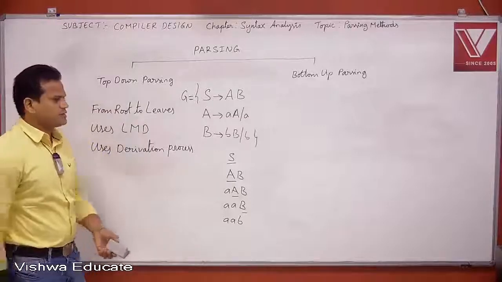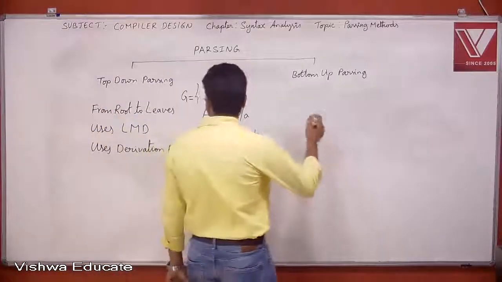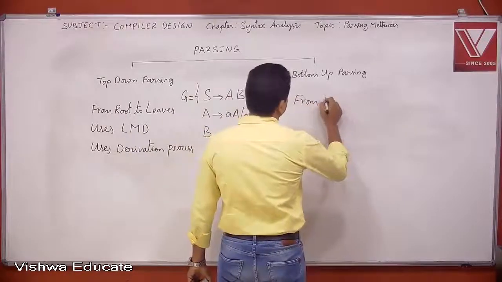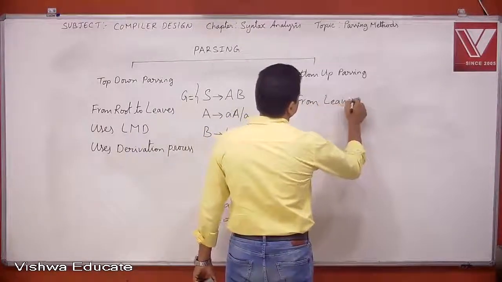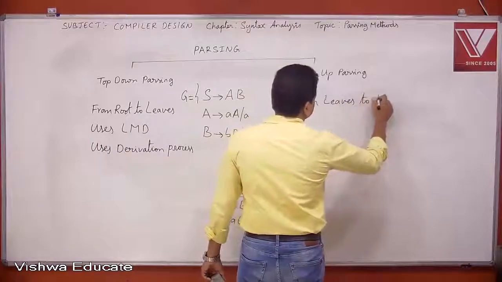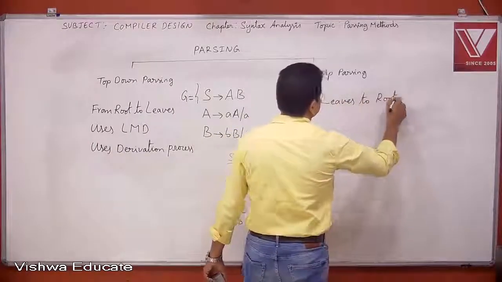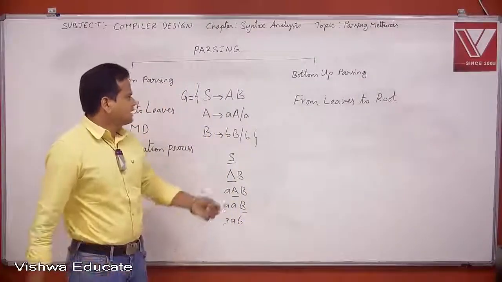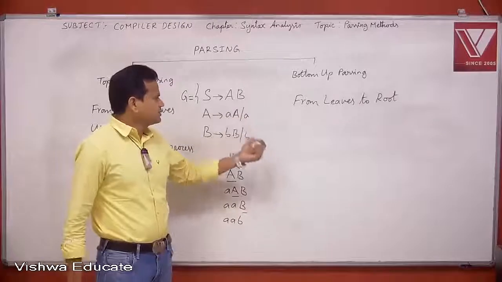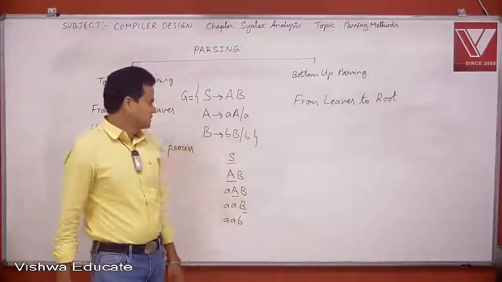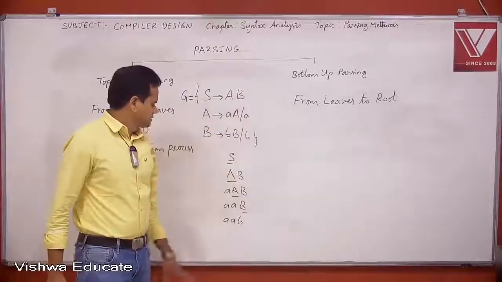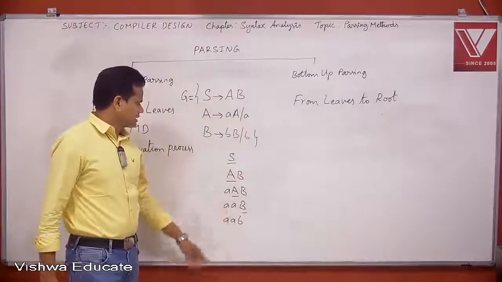Okay, what is bottom up? It is from leaves to root, meaning it takes the string, and that string will be reduced to the start symbol. So I will explain the same example here. If you want, you copy this one, I delete.